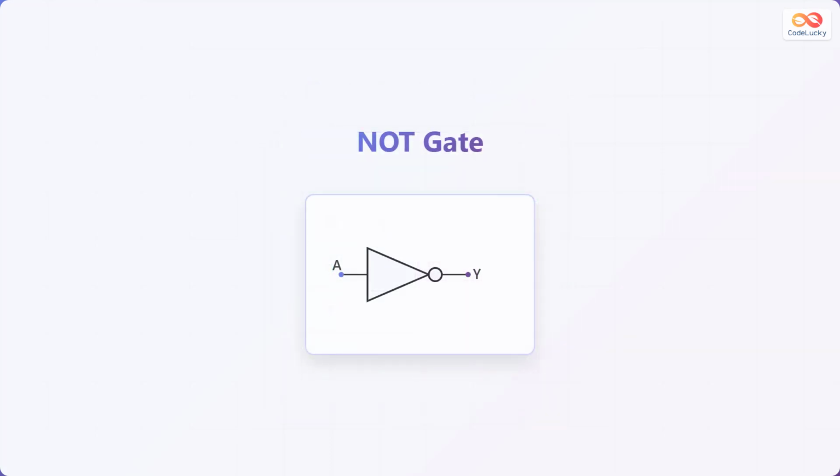This is the symbol for a NOT gate, also known as an inverter. It has one input A and one output Y. The NOT gate performs a logical NOT operation. The output Y is the inverse or opposite of the input A. If the input A is high or 1, the output Y is low or 0. If the input A is low or 0, the output Y is high or 1.